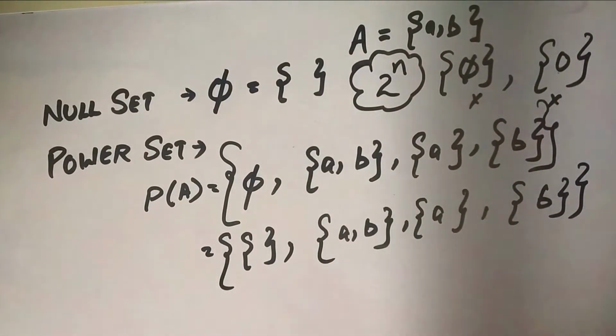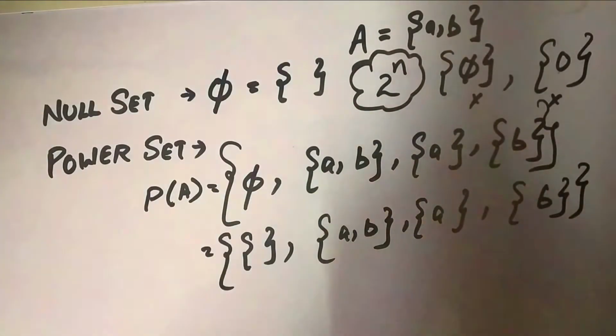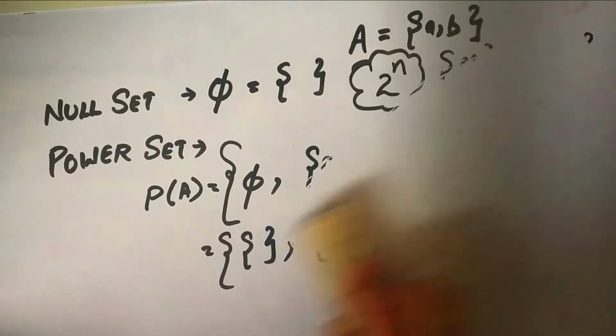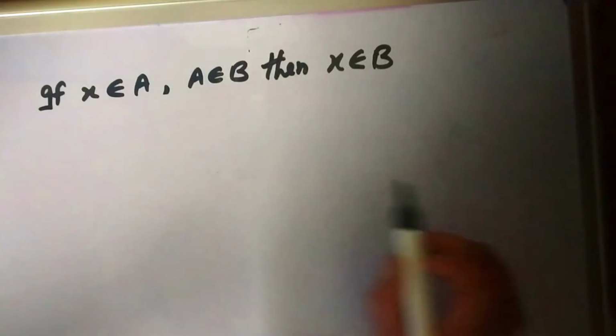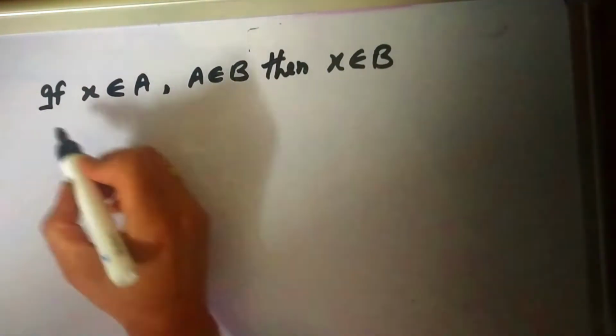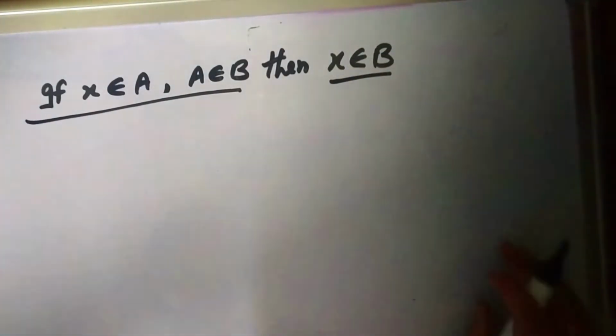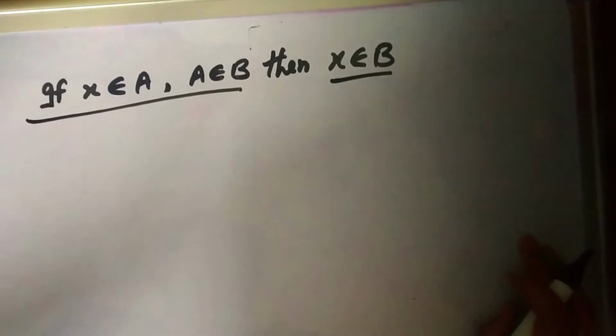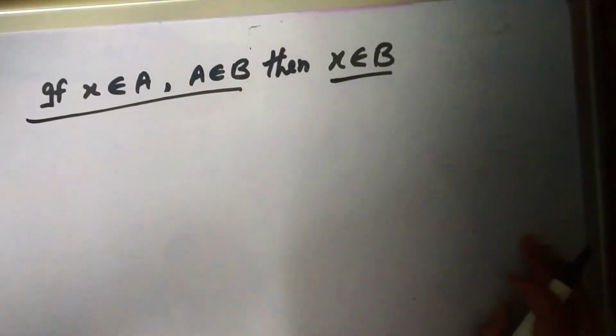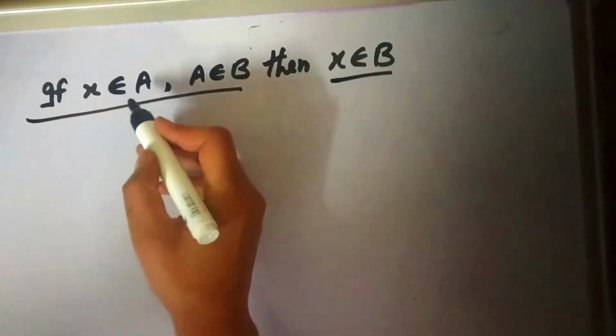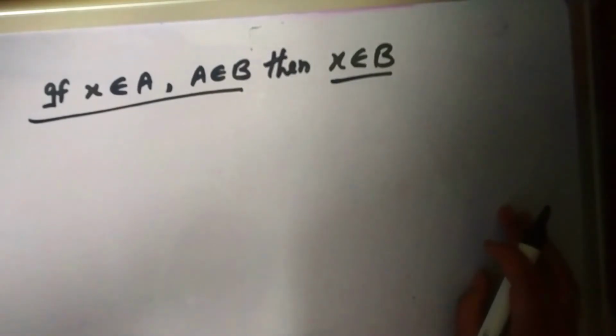Next, I gave you some general questions in the end, simple questions to state whether they are true or false. So let's discuss them. The very first was: if X belongs to A and A belongs to B, then X belongs to B. Meaning if this is true, then is that true? This question is as simple as any other true and false question. They're just playing with you with these notations of sets, belongs to, subsets and all.